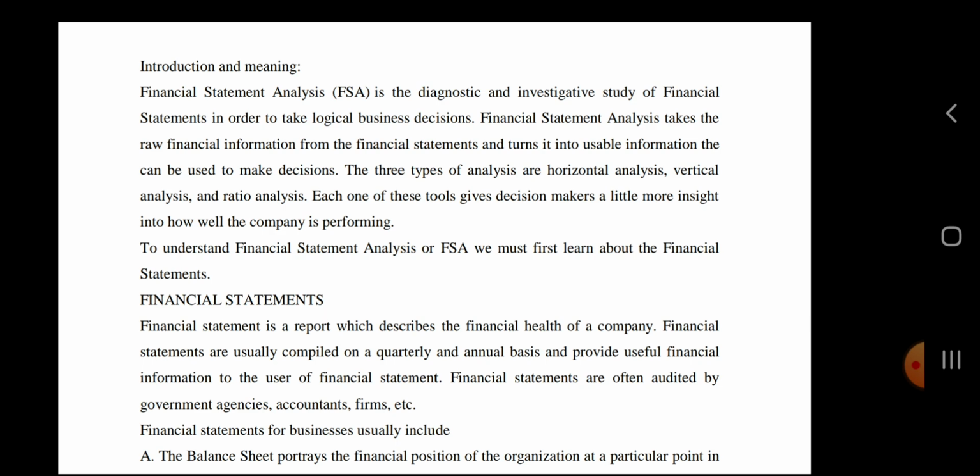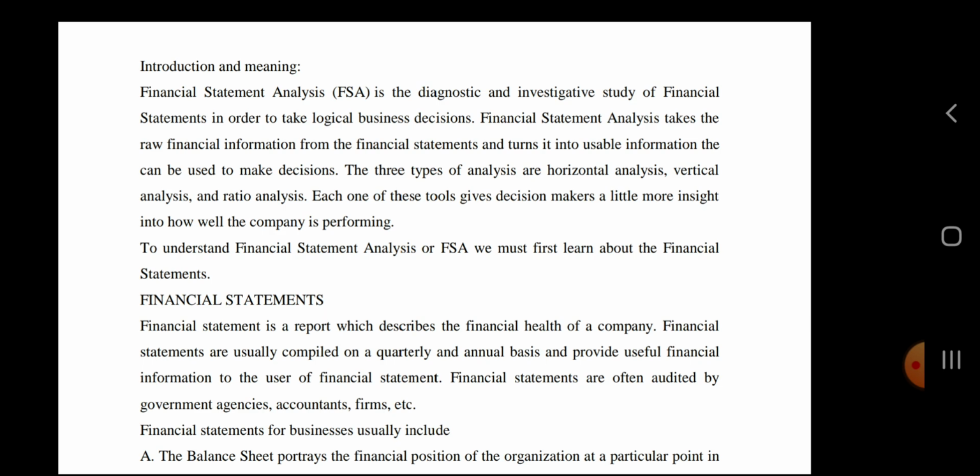Okay. So ratio analysis means it is a relationship between two figures. Okay, two figures of the balance sheet and profit and loss account. So it is a relationship between two figures, and it is beneficial for taking logical and correct business decisions in a company or in a business.